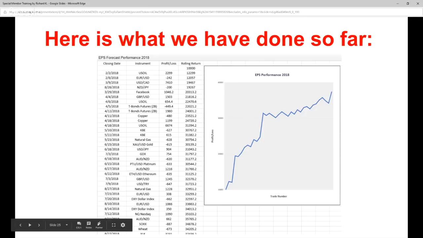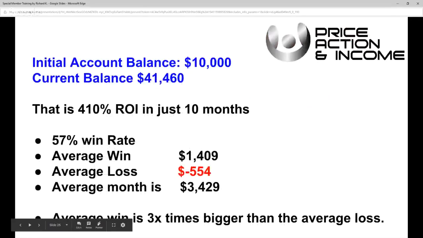And so here's just some averages of where we're at in just 10 months. And again, Richard had updated this. He said it's a little bit higher than this right now because this is an older number. But we're at a 410% ROI in just 10 months on an average of $500 risk per trade. $554 is the risk. So you can see the potential here. And these are the actual trades that we have sent through email through our service. These are the trades that the Forecast members are getting.